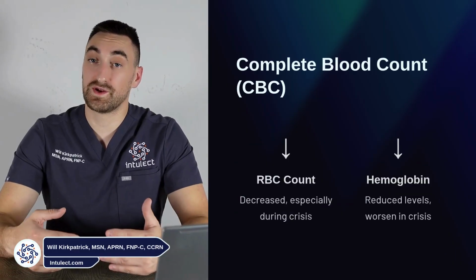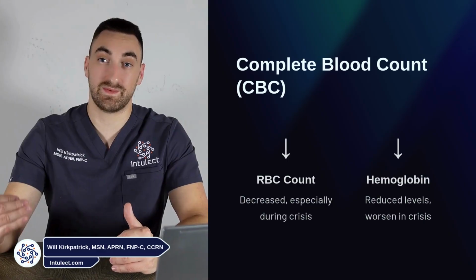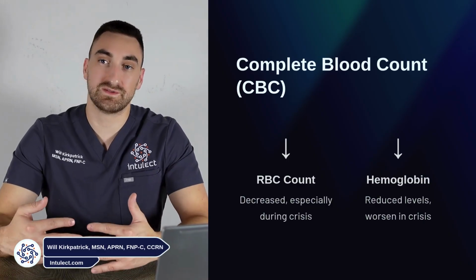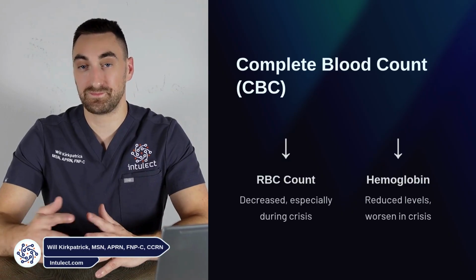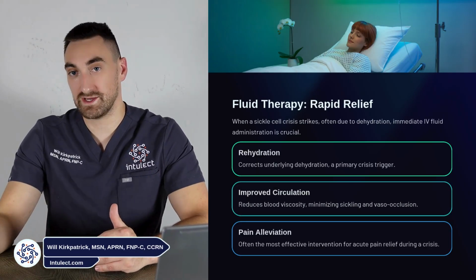Now, of course, they're going to run a CBC. Of course, you're going to have a decreased amount of red blood cells, maybe acute if it is a sickle cell crisis. But in general, these patients may have a decreased red blood cell count and a decreased hemoglobin count. Now, what is the management of sickle cell anemia and sickle cell crisis?